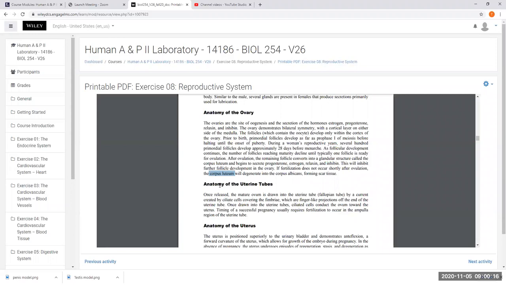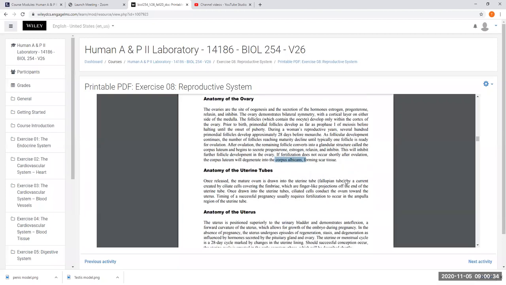Now, in a non-pregnant female, this corpus luteum dies. It actually becomes scar tissue, which is called the corpus albicans. And then the process starts all over in a non-pregnant female during the cycle.